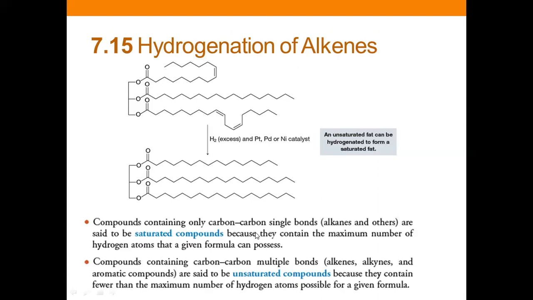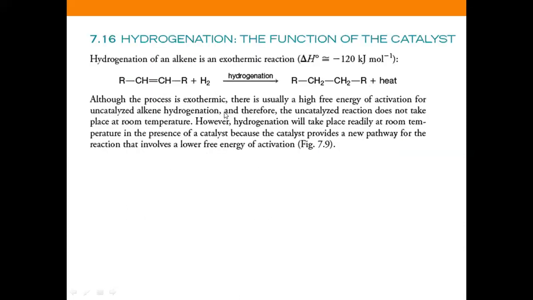For example, in preparing margarine, this one is more solid than this one. So the saturated compounds are more solid, more organized than this. Hydrogenation of alkene is an exothermic reaction. The heat of reaction is usually around 1 to 20 kilojoules per mole. From the C double bond C, you have your H2 distributed among the two carbon atoms bearing the double bond. You get CH2, CH2.